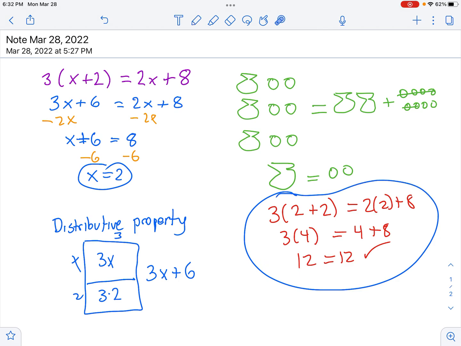So again, the key to summarize is when you see a grouping symbol like this, you want to use the distributive property, distribute the multiplication, and then go ahead and subtract out the pouches, the x's, or subtract out the numbers, or whatever you want to do. That's the idea.